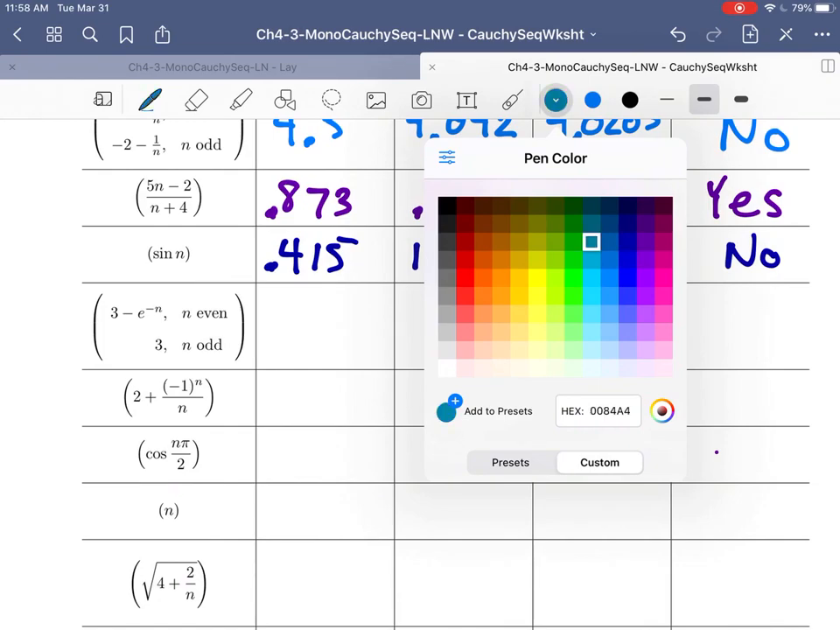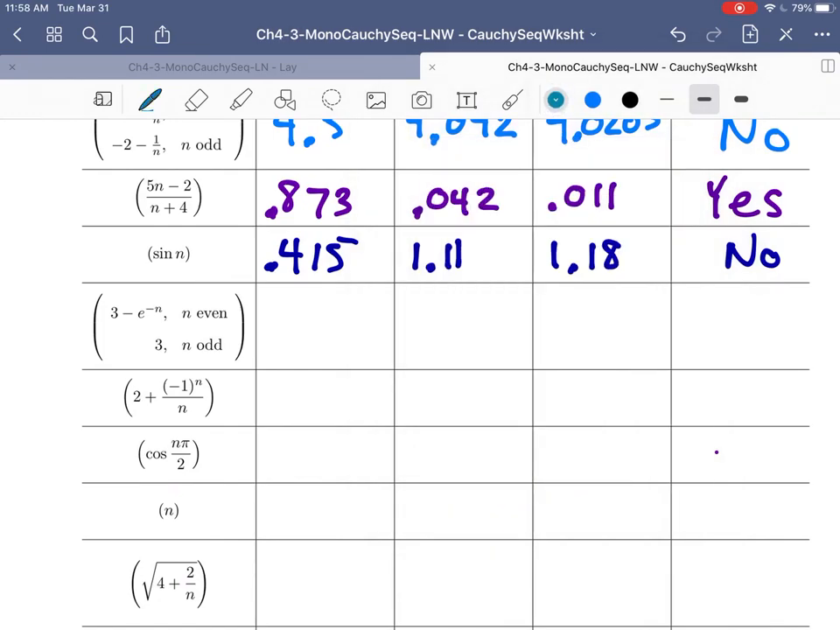All right, so let's take a look here. We have 3 minus e to the negative n whenever n is even, and it's just 3 whenever n is odd. So here we get 0.0000045, something pretty close to 0. After this, it's getting even closer to 0. It's not actually 0, but it's really, really close. It turns out that yes, this is Cauchy.